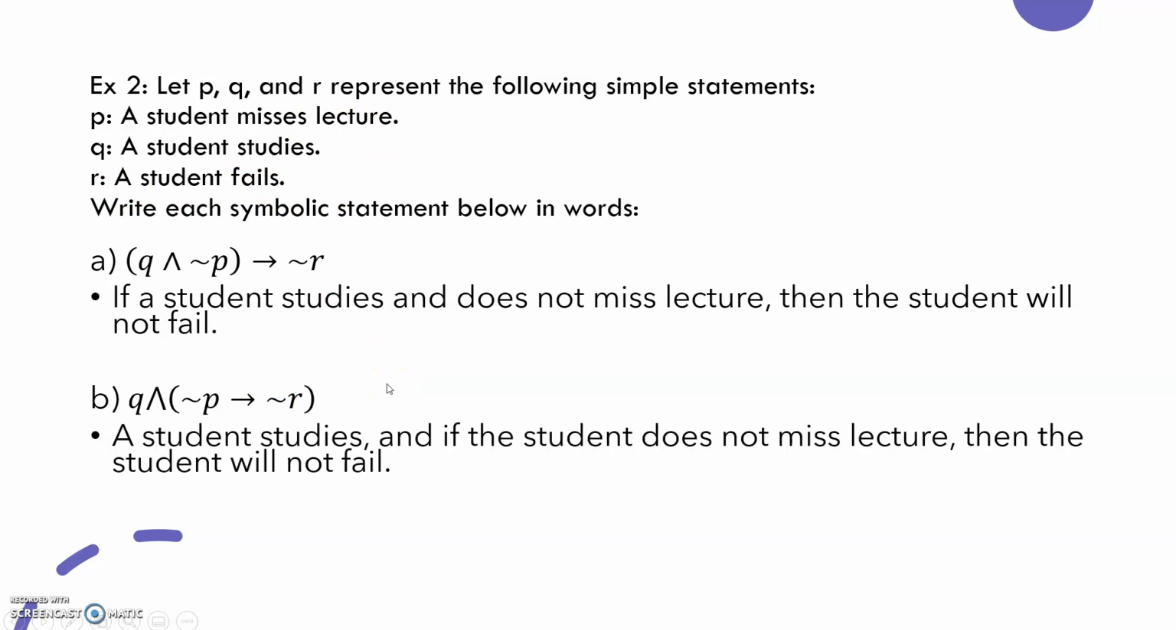Okay, so what does that look like? A student studies, Q, and your and is first, and then your parentheses. You would normally put your comma here, but in the English language, you actually put your comma before the and. So a student studies, and if the student does not miss lecture, then the student will not fail. Hopefully I didn't confuse you. But that's how you would translate this statement into words.